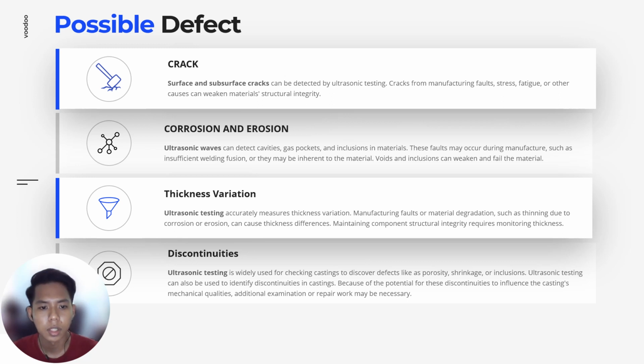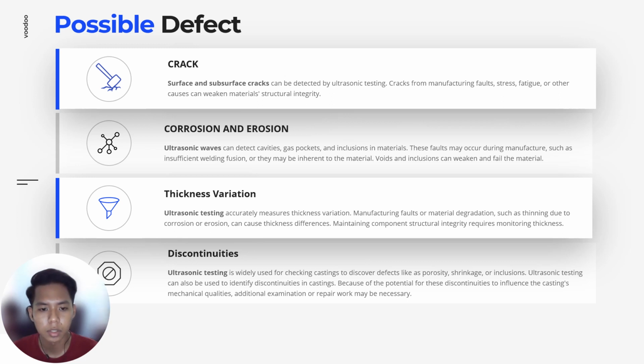Third, thickness variation. Ultrasonic testing accurately measures thickness variation. Manufacturing fault or material degradation, such as thinning due to corrosion or erosion, can cause thickness difference. Maintaining component structural integrity requires monitoring thickness.